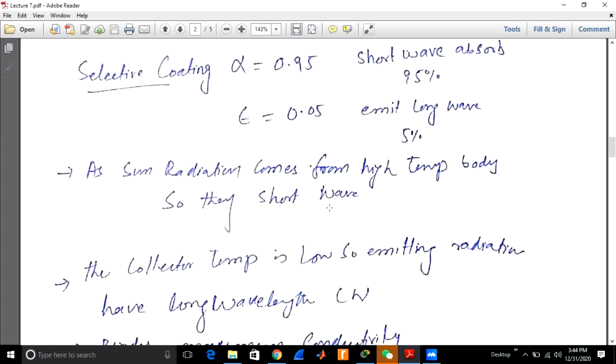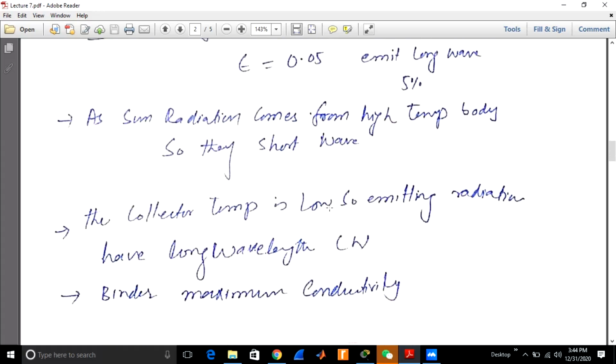And what is meant by long and what is meant by short? The sun radiation comes from a high temperature body, so they are short waves, and the collector temperature is low, so the emitted radiation are long waves. We want to prevent emitting waves, therefore the emissivity is low. And the short waves come from the sun and we want to absorb them, so the absorbability is high.